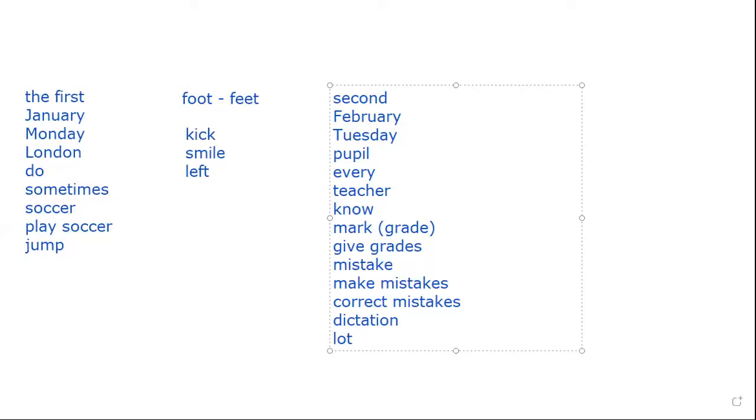Lot. Lot, this is many or much. So huge amount. So there can be a lot of mistakes, for example. And so what does this mean? This means that there's a lot to be improved. A lot to be improved.